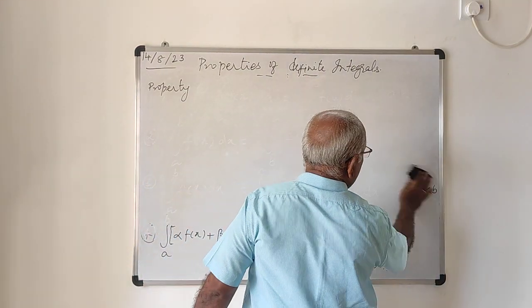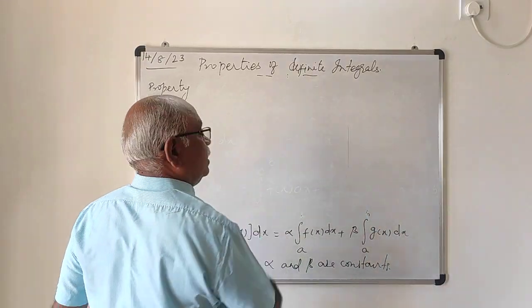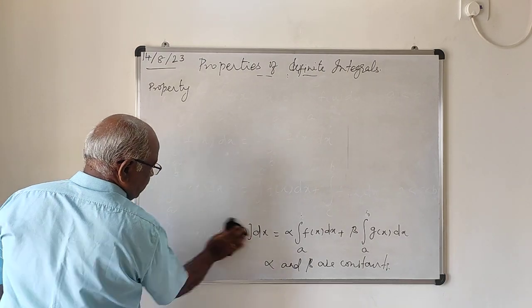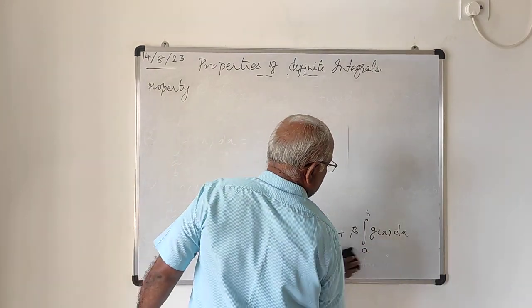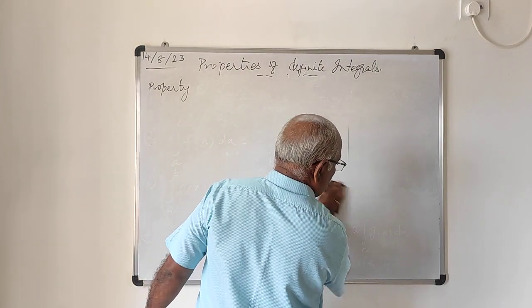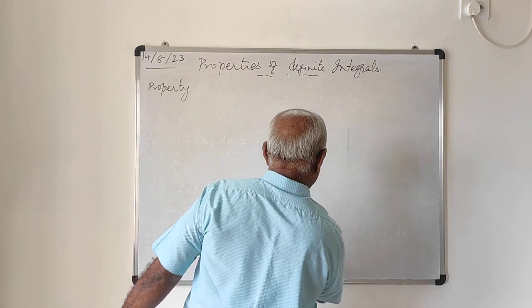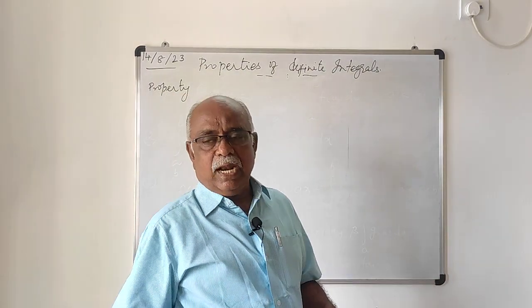So the definite integral will not be affected if the variables are changed. That is the first property. Second one is, if the limits are interchanged, the sign of the integral is changed. Third one is, integral a to b can be split into two integrals, a to c and c to b. And fourth one is, if you multiply a function by a constant, the constant can be taken out of the integral.